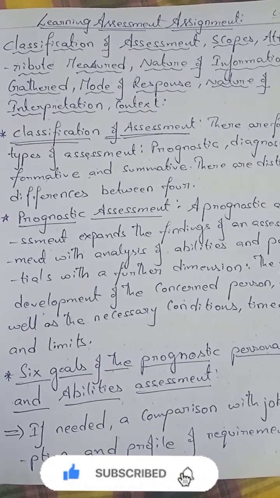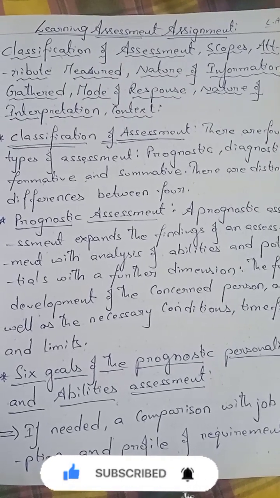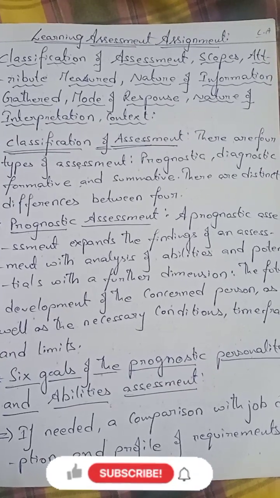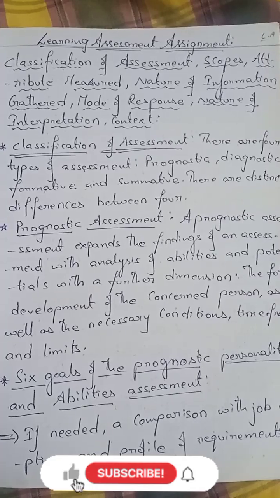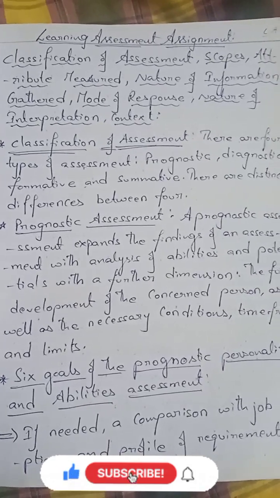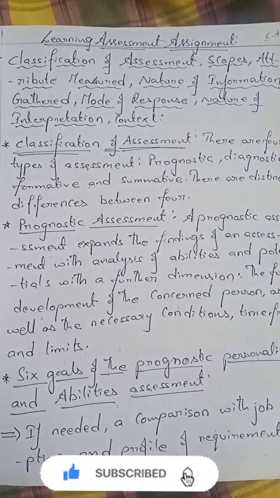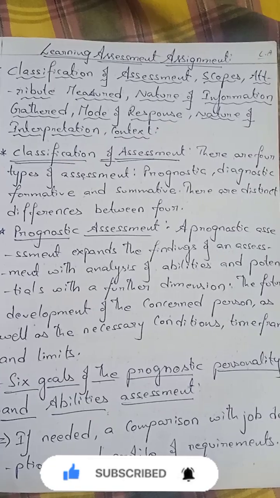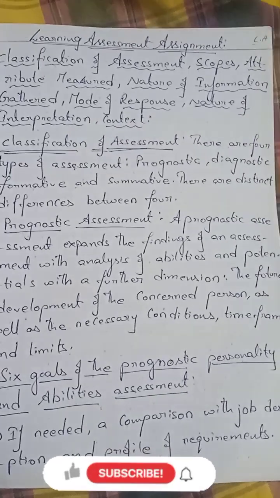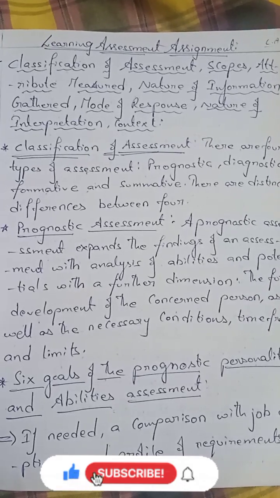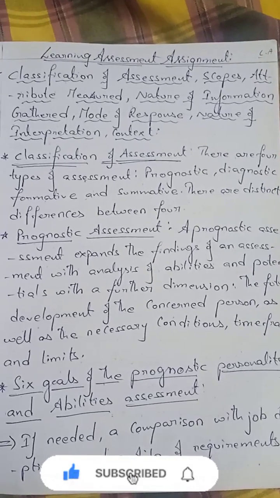What is meant by classification of assessment? There are four types of assessment, namely prognostic, diagnostic, formative and summative. There are distinct differences between the four. At first, prognostic assessment expands the finding of assessment with analysis of abilities and potentials with a further dimension: the further development of the concerned person as well as the necessary conditions, time frame and limits.